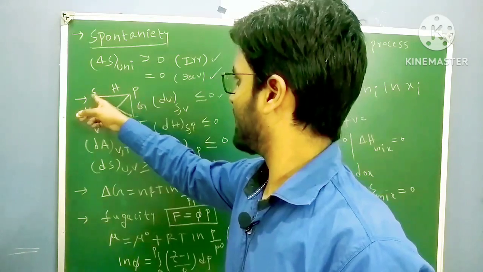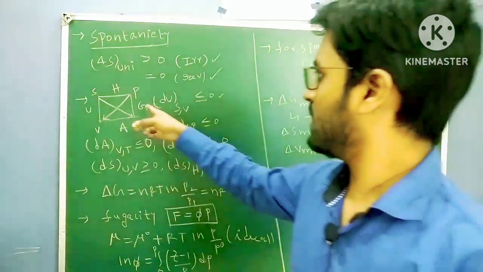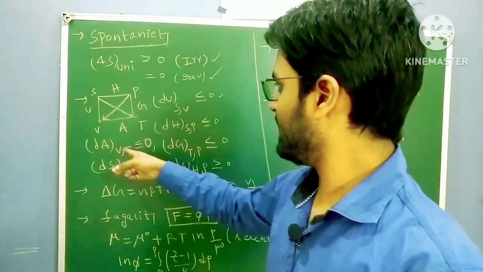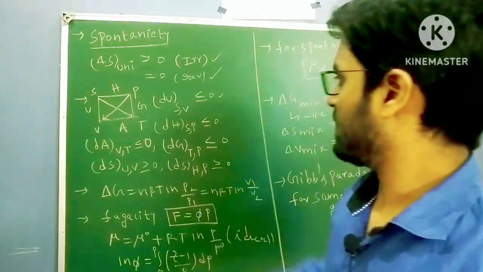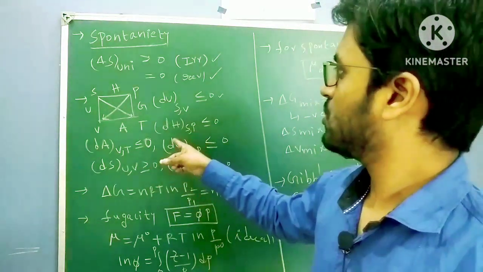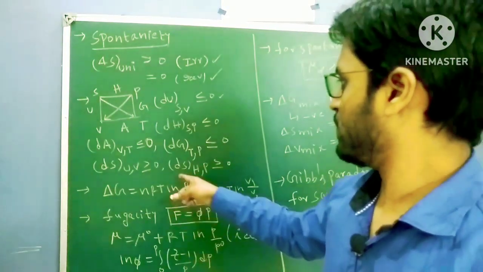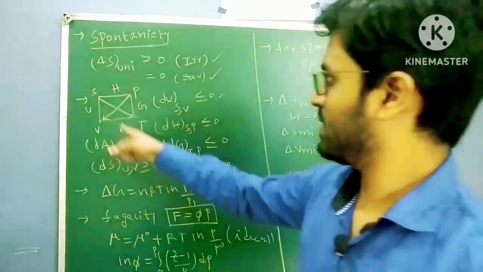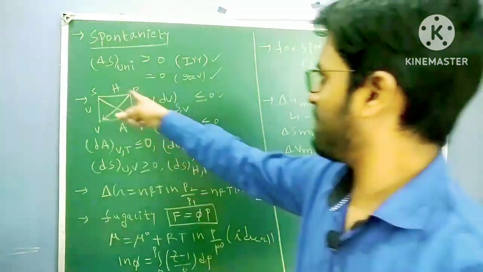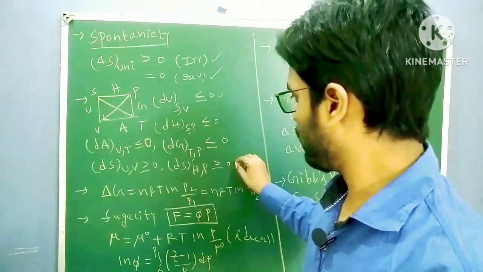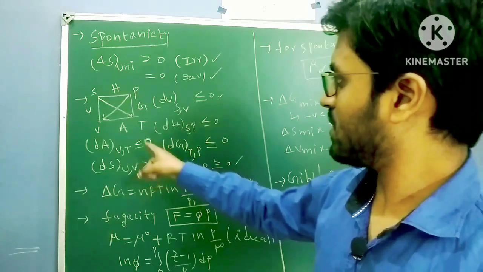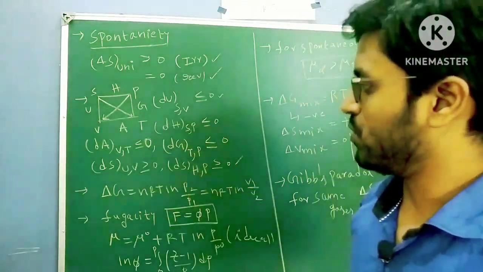Next, dH at S comma P is less than or equal to 0. dG at T comma P is less than or equal to 0, and dA at V comma T is less than or equal to 0. Next one, dS at U comma V greater than or equal to 0, and this dS at H comma P is greater than or equal to 0. You have to focus mainly on these two also. The remaining equations are all less than or equal to 0. These two are greater than or equal to 0.